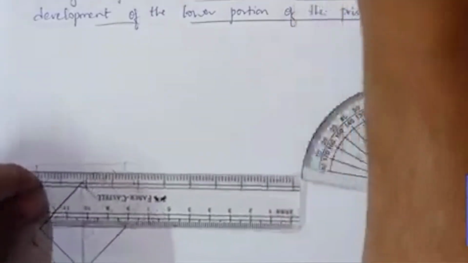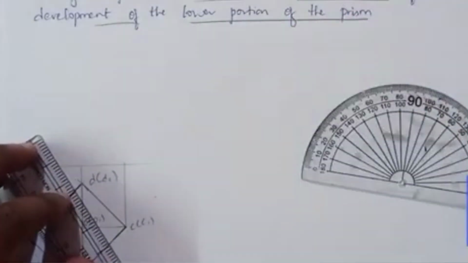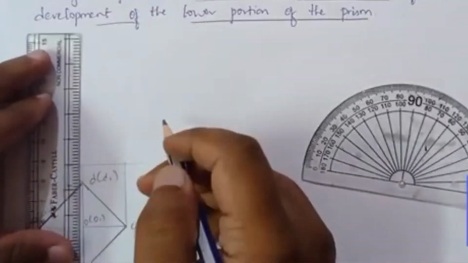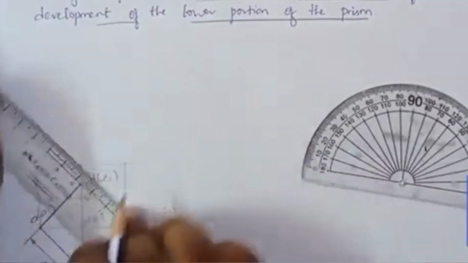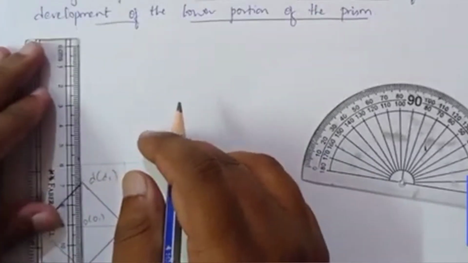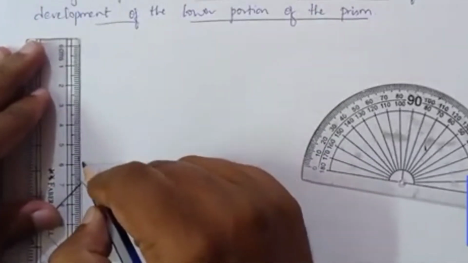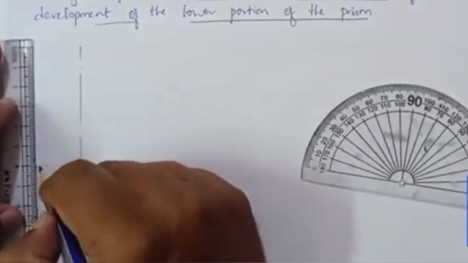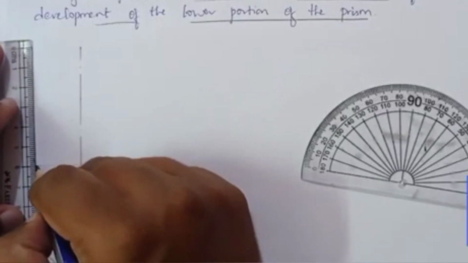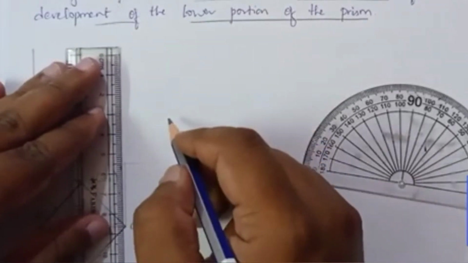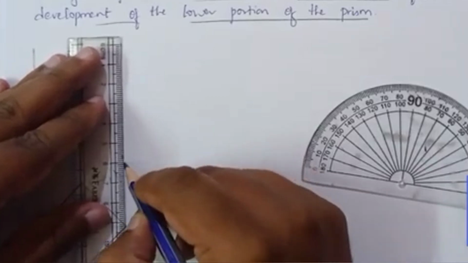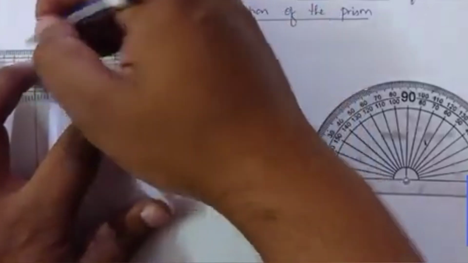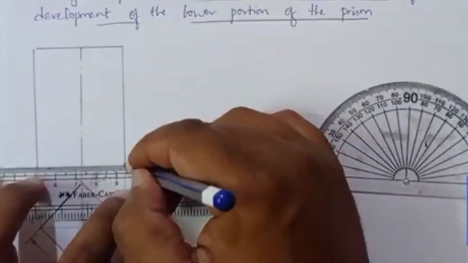You can draw the axis line of length 60 mm, measuring exactly 60 mm, that is 6 centimeters, from the scale. Draw a vertical line, that is the axis line here. Using the axis line we can draw the front view of this square prism. You can easily draw it. That completes the front view of the square prism, and you get a rectangular face here.